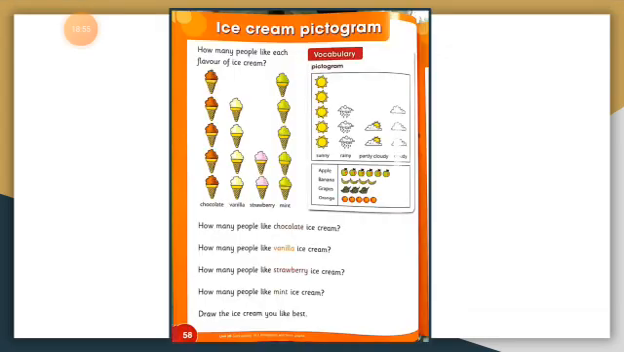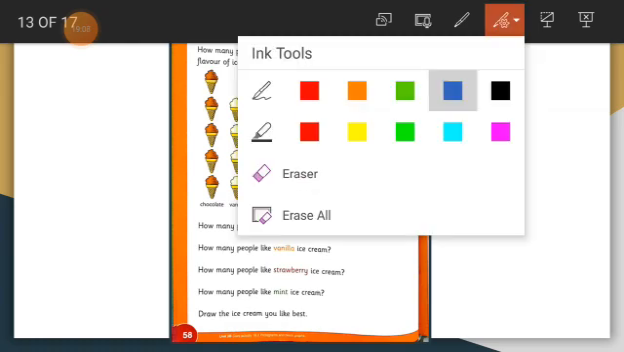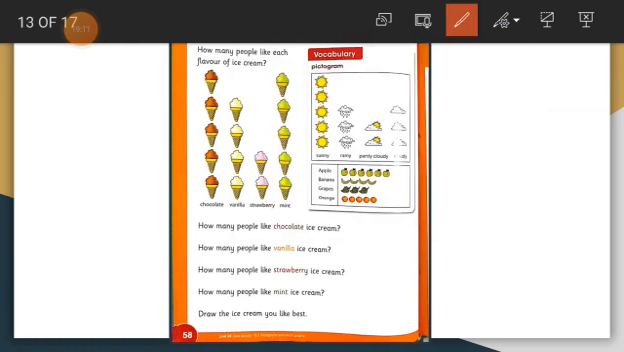Okay, again we will go back to page number 58. On this page you will put the classwork in the middle of your page. Now let's read these questions and solve them with me. Now your first question is, how many people like chocolate ice cream? Here is the chocolate flavor. Now let's count. 1, 2, 3, 4, 5 people like chocolate ice cream. Very good.